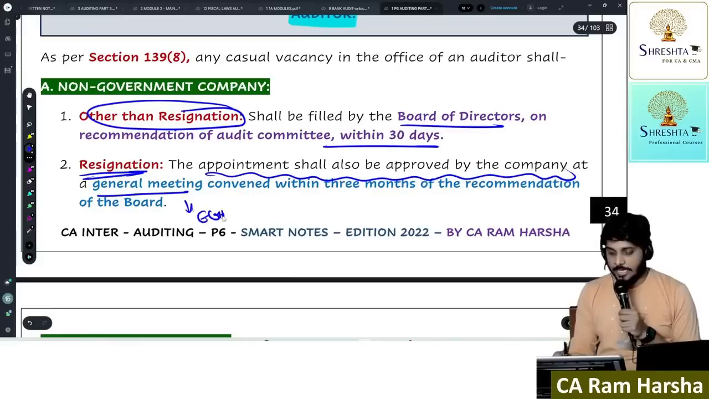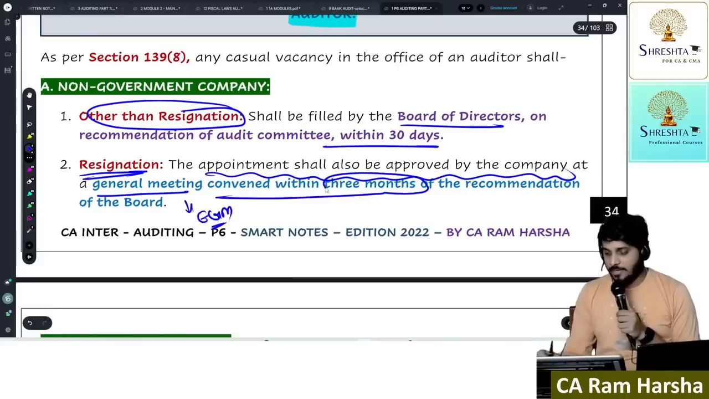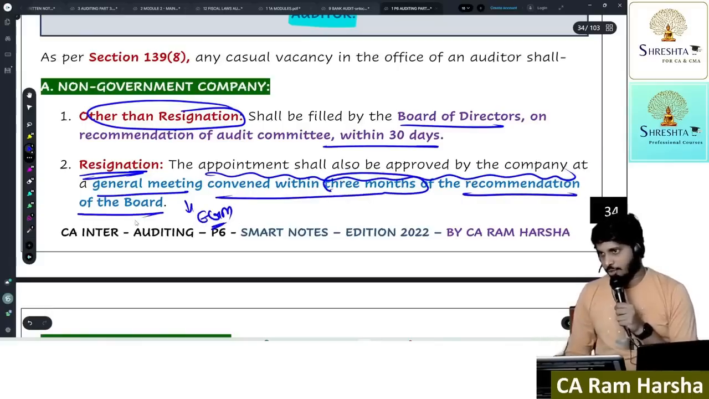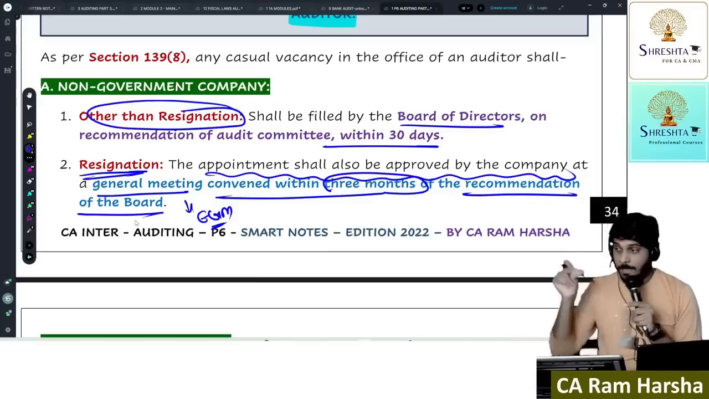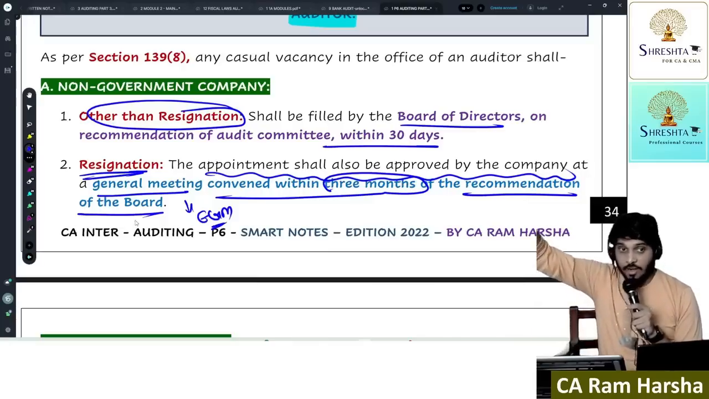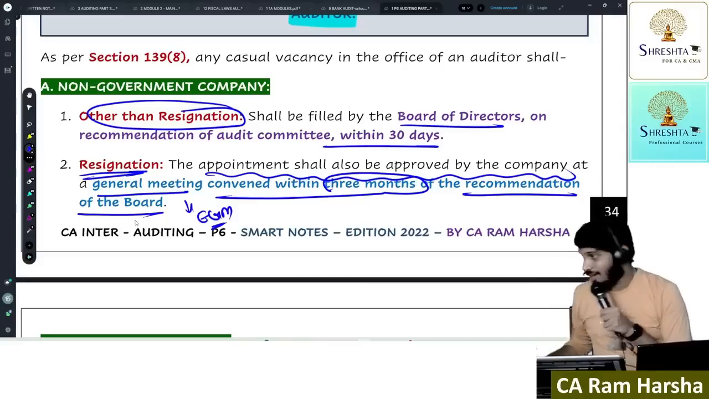Which general meeting? EGM, which will be convened within 3 months of the recommendation of the board. The board will recommend the auditor. They will not appoint. They don't have power to appoint you. They will recommend the auditor. Within 3 months, a meeting will be conducted and their auditor will be appointed. Are you getting the point?